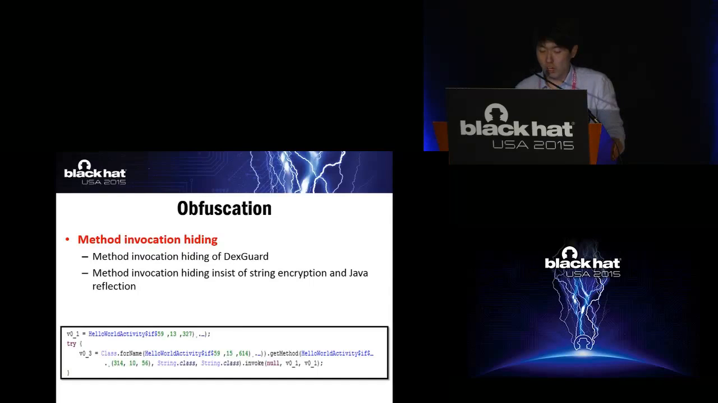Normally, method invocation hiding is implemented with a combination of string encryption and Java reflection. First of all, it has to decrypt the encrypted string and invoke Java reflection APIs with the decrypted string to invoke the hidden method. So if we can trace string decryption and Java reflection APIs, it's going to be solved very easily.